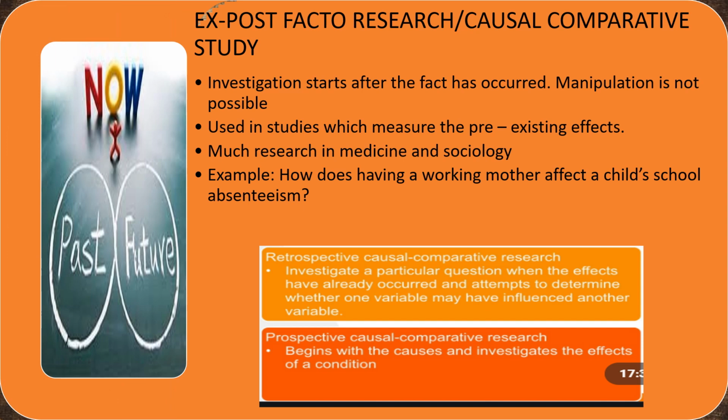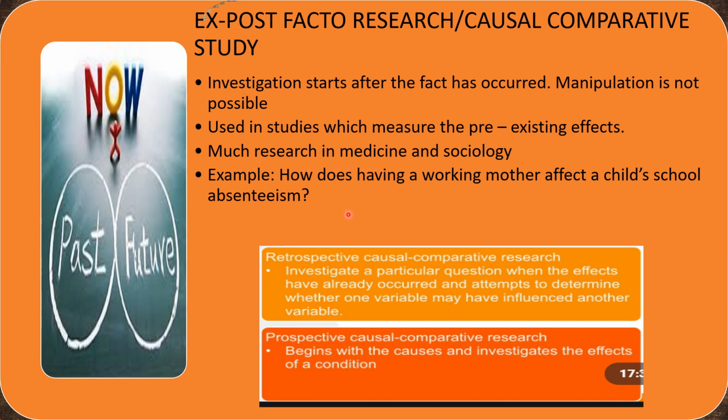Next is ex post facto research or causal comparative research. Ex post facto means after the fact. So the investigation starts after the fact has occurred. Manipulation is not possible. So it is used in studies which measure the pre-existing effects. Example, cause of delinquency, earthquake hit area. And then it is much used in research in medicine and sociology.